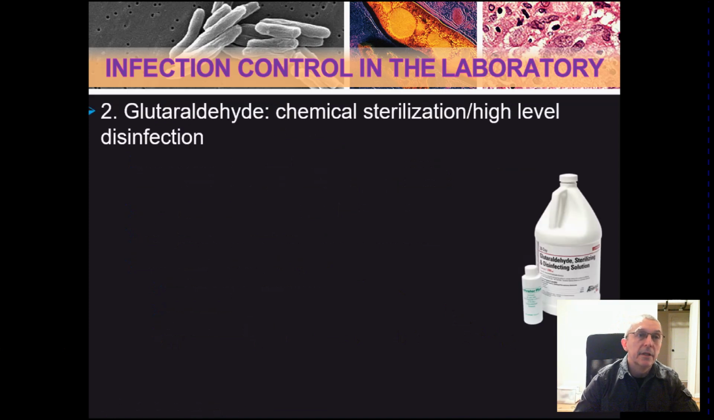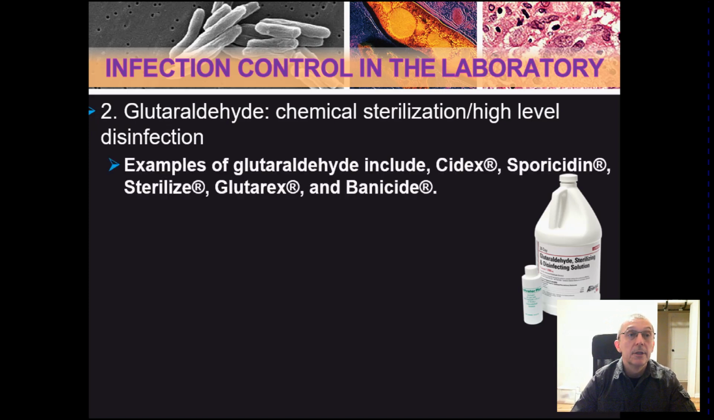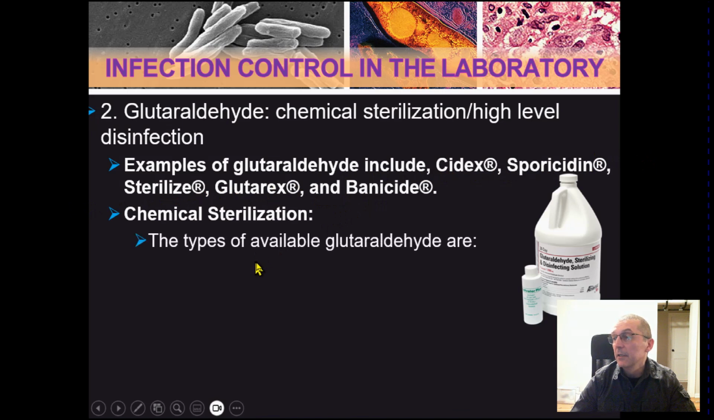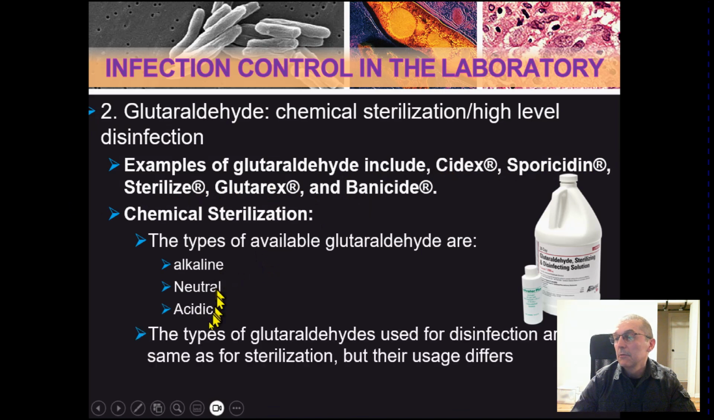The next one is glutaraldehyde. It is a high-level disinfectant. It's very strong. These are the companies that manufacture it. Chemical sterilization is possible with this. These are alkaline, neutral, acidic, so they make different types of them.